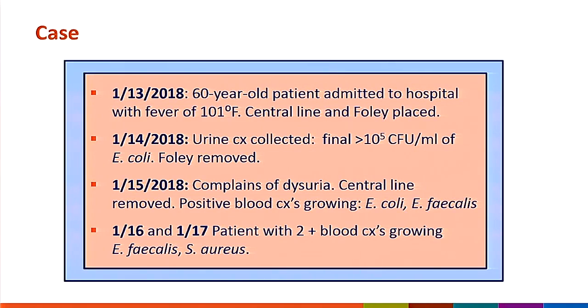In this case, we have a 60-year-old patient admitted to the hospital with a fever of 101 Fahrenheit and has a central line and Foley both placed on 1/13. Then the next day, the patient has a urine culture collected, and it is final for greater than 100,000 colony-forming units per milliliter of E. coli. They remove the Foley. The next day, the patient complains of dysuria. The central line is removed, and positive blood cultures collected that day are growing E. coli and E. faecalis. On the 16th and the 17th, the patient has two other blood cultures collected, each one growing E. faecalis and Staph aureus.